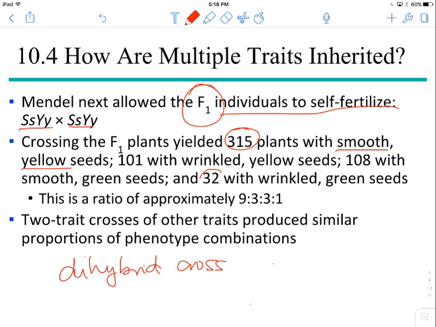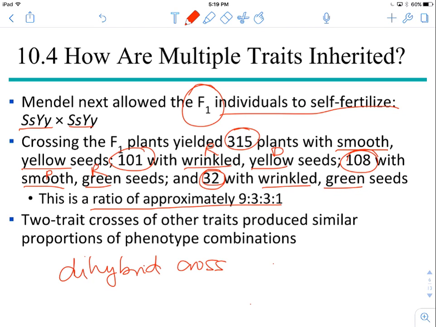They yielded offspring that were recessive for both traits, about 32, wrinkled and green. And then what was interesting is that they yielded some recombinant plants that had one recessive and one dominant trait, about 101 of those out of 500, and about 108 of the other combination, dominant and recessive. And this gave us a phenotypic ratio of 9 to 3 to 3 to 1.